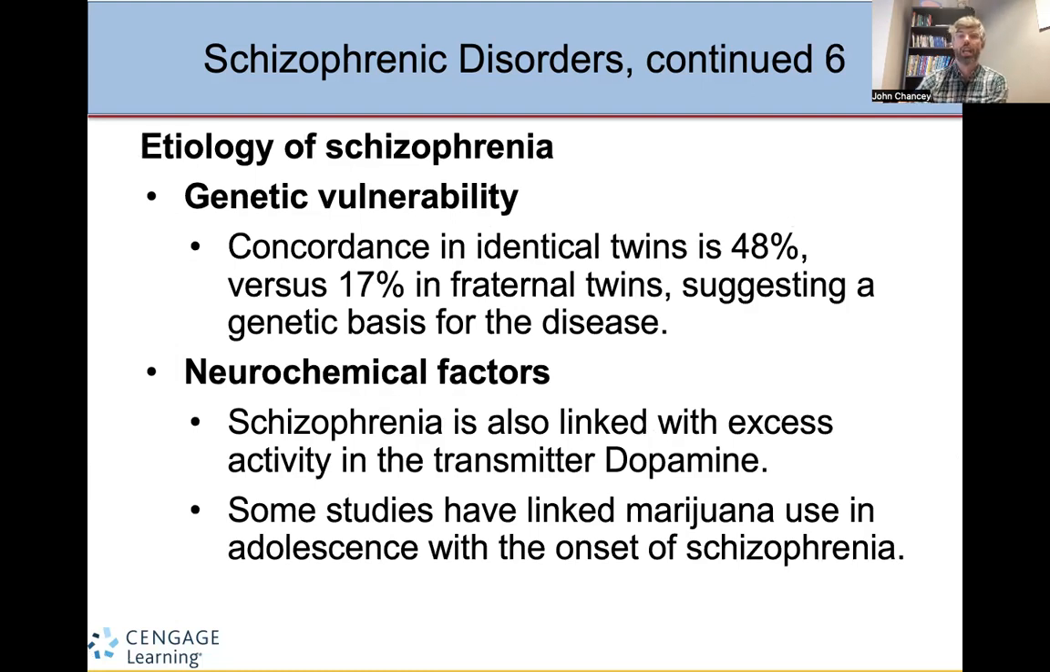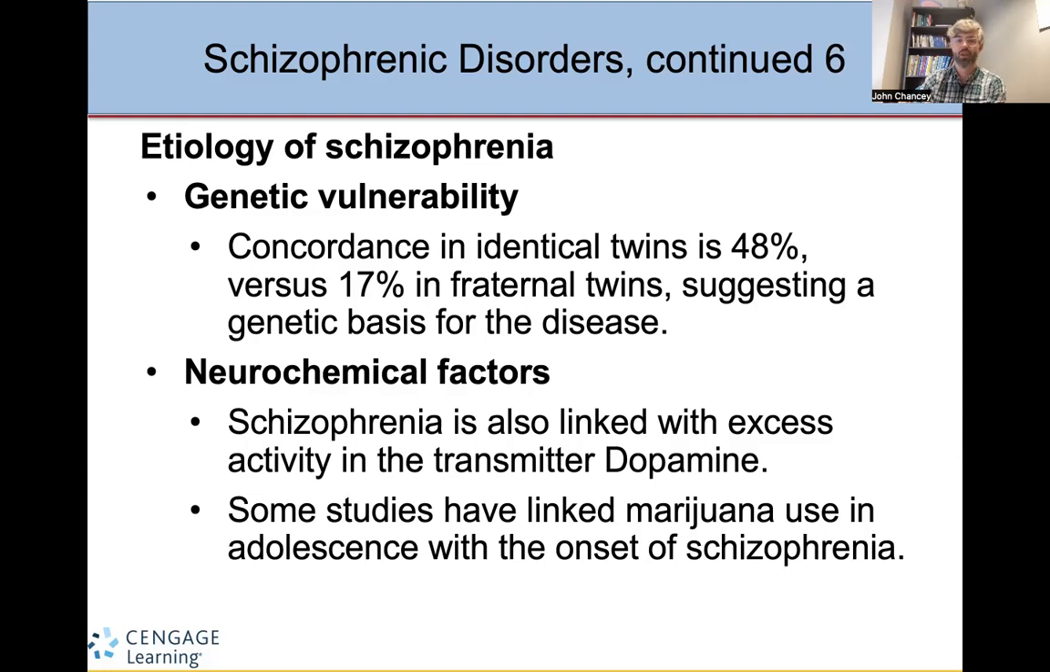There is a very strong genetic component, meaning we see that with identical twins, it's almost 50%, a one in two chance of developing schizophrenia if you have an identical twin who does, compared to about 17% for fraternal twins. There's also a link to neurochemical development. We think right now that excessive dopamine goes hand in hand with schizophrenia.